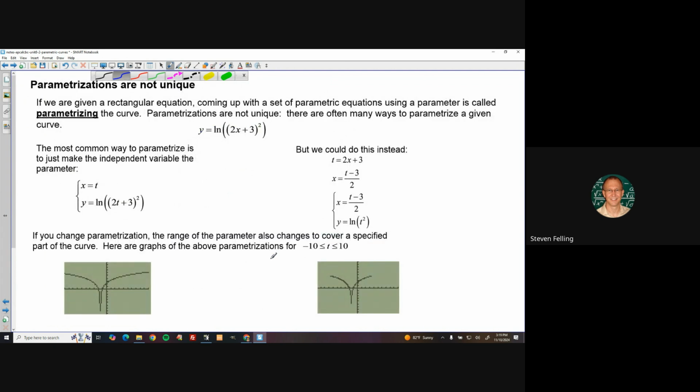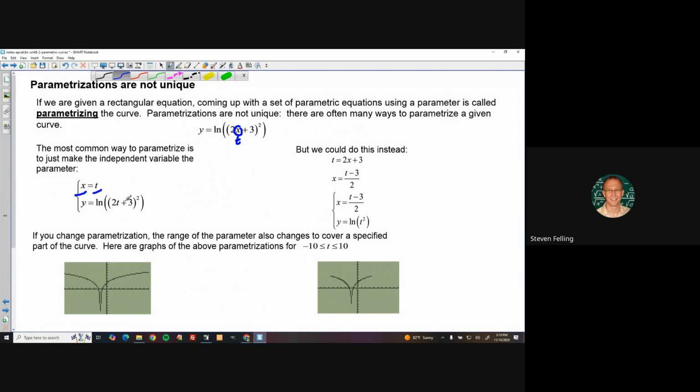Okay, so another thing to know is that these parameterizations are not unique. You can come up with multiple different ways to parameterize most curves. The most common way to parameterize is just to make one of the variables the parameter itself. So just replace the x's with the parameter t and then write out the entire curve. So if, let's say, you have y is the natural log of the quantity 2x plus 3 squared, you could just make x the parameter. And then y is the exact same thing, it's just we're using the parameter instead of x.